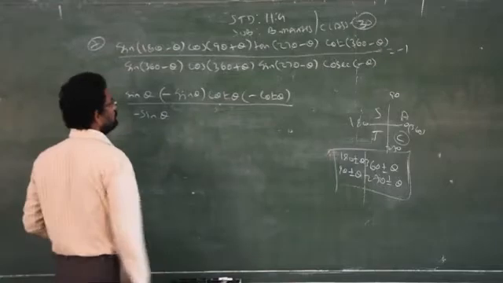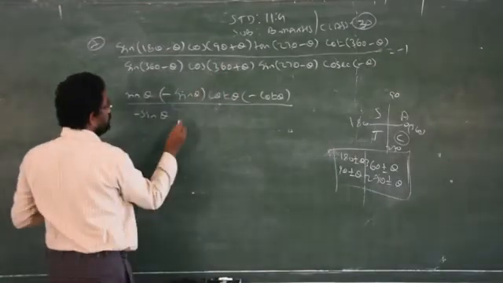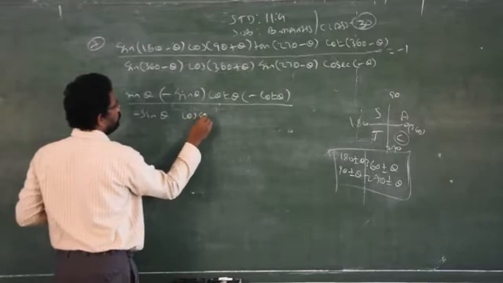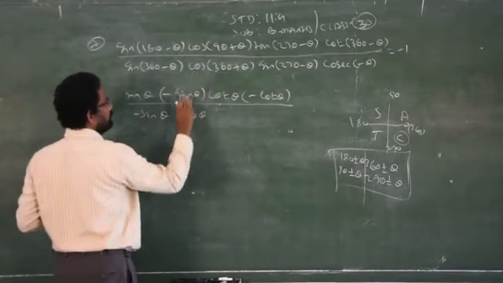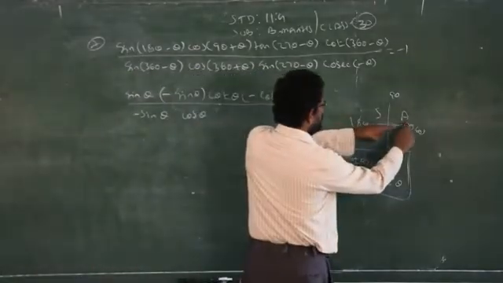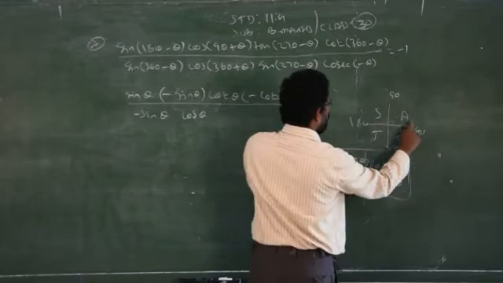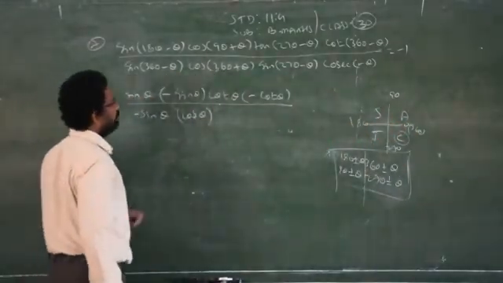Then cos(360 plus theta). 360, no changes in the ratio. Clear? If it is 360 or 180, no changes in the ratio, write as it is. Then 360 plus theta is in the first quadrant where all are positive, so no changes in the sign, you have to write as it is.